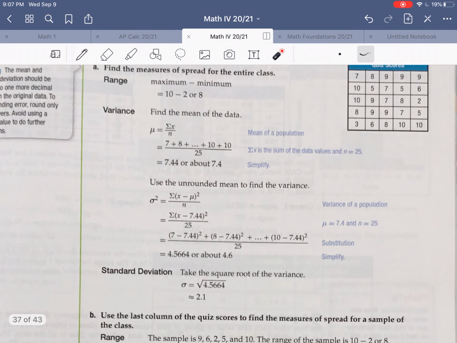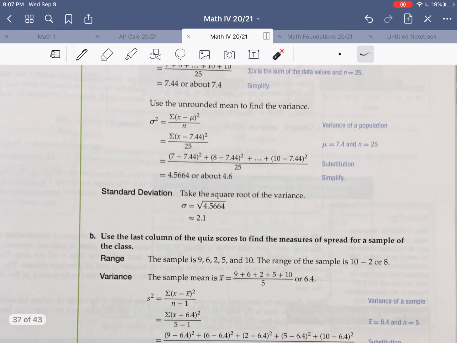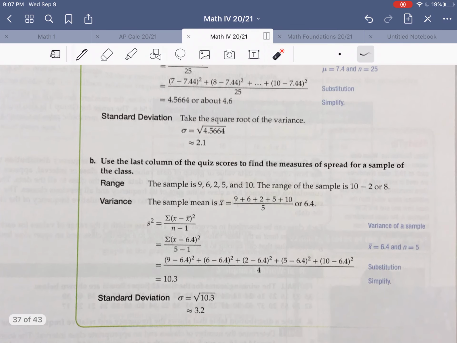So we would take 7 minus 7.44 squared, plus 8 minus 7.44 squared, plus 9 minus 7.44 squared, and so on. You do that with all of them, and then divide by n to find your variance, which comes out to be 4.566664, or about 4.6. And then you take the square root of that to find the standard deviation. Basically the standard deviation is like an average of how far off your numbers are from the mean. So on average, your numbers are about 2.1 off of the actual average.